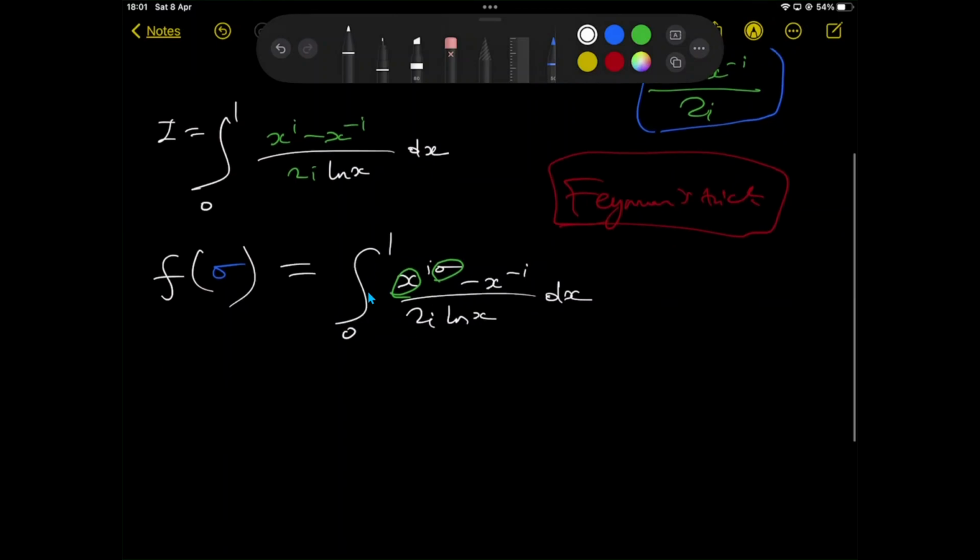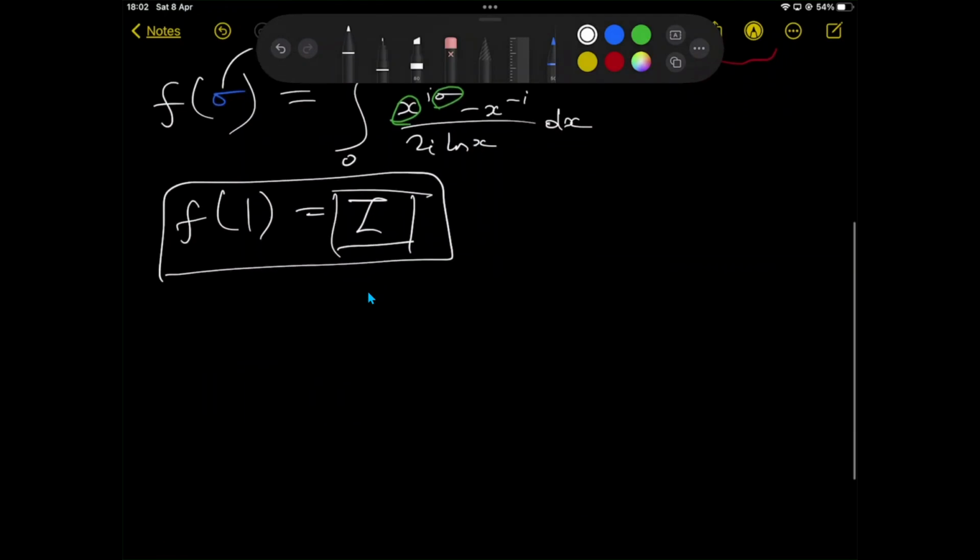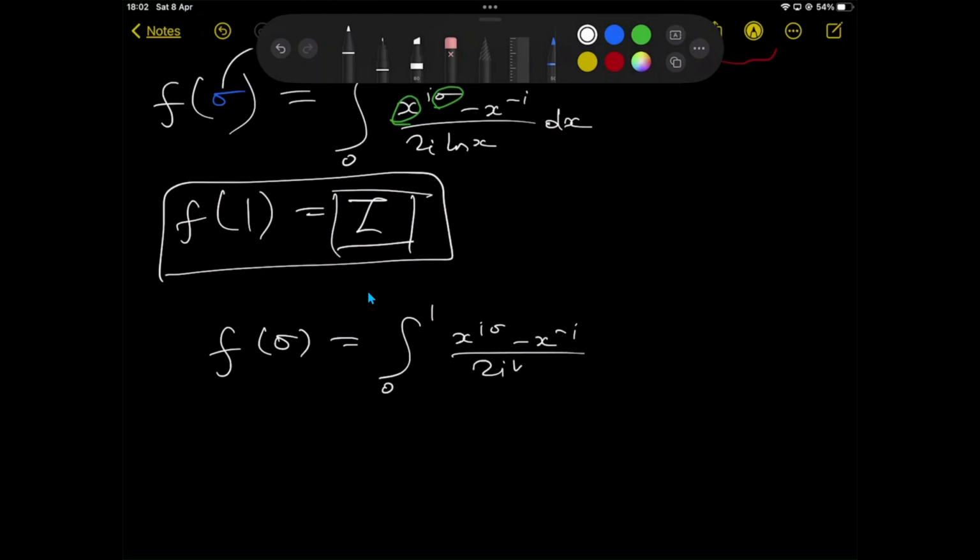So if you notice, f of 1, if you sub in sigma equals 1 into this, you just get the answer. F of 1 is just the integral that we were originally trying to find. This is some vital information for later. So how do we get from f of sigma to something that we can integrate? I'll just rewrite this all here. 2i ln x dx.